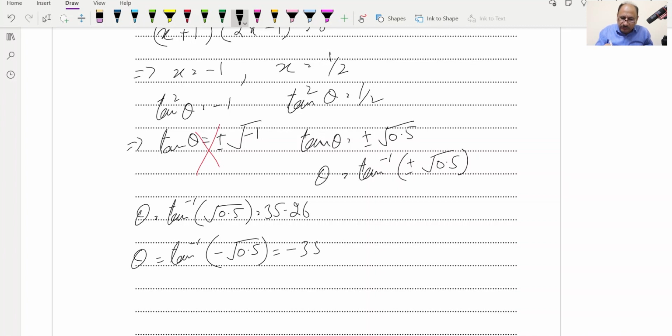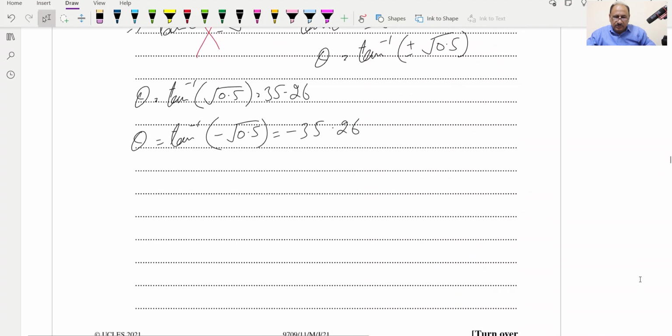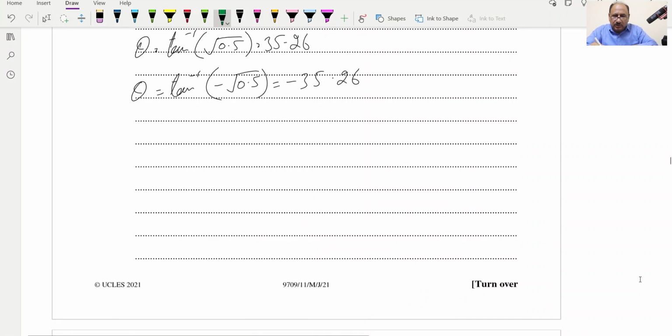So minus 35.26. And if we try to understand the quadrants, we'll draw the angle, and this will be 35, this will be 35, and minus 35 will be on this side.